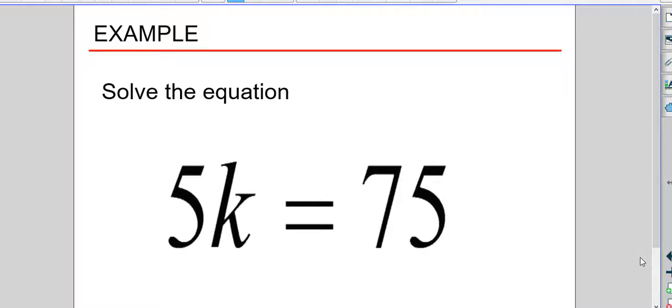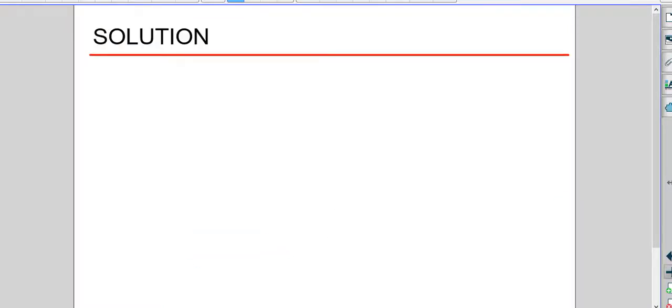So this one, when we have 5 and then a letter right beside it, with nothing in between, that means we are multiplying. So what that means is 5 times k equals 75. And from earlier in the slides, whatever opposite operations, when you're multiplying, the opposite of multiplying is dividing. So again, the end of the game here is we always want the letter by itself.